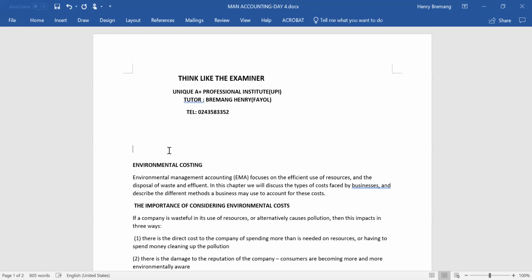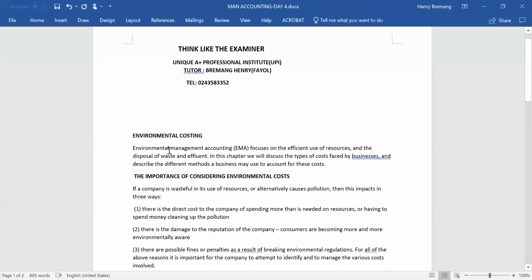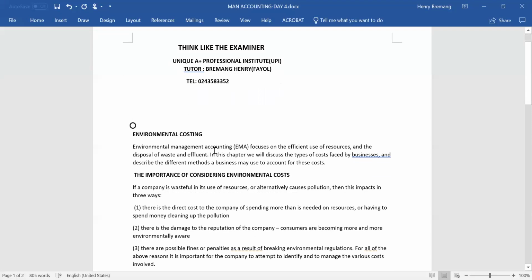But notwithstanding, you can also adapt another strategy. That's not necessarily to mean that you are supposed to also go by the same style. If you feel that there's another style which will also be good for you, you can decide to go by that, right? So environmental costing, environmental management accounting, that is EMA.